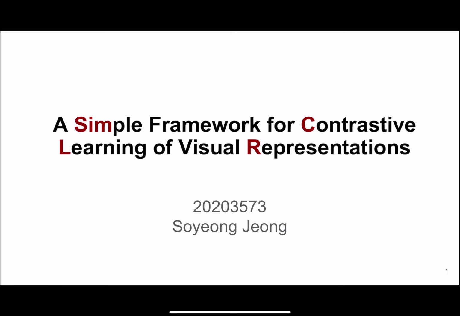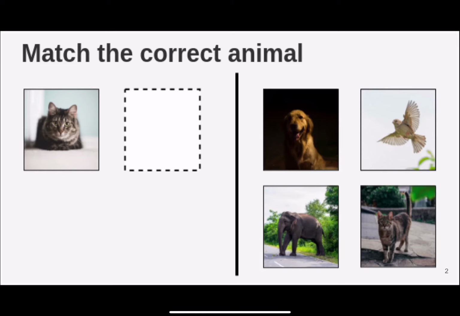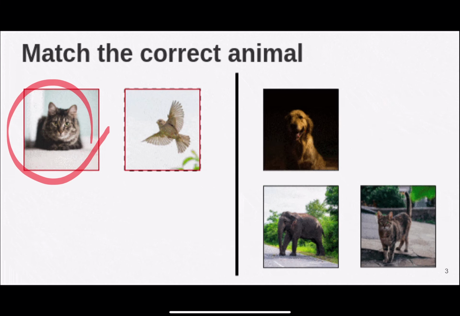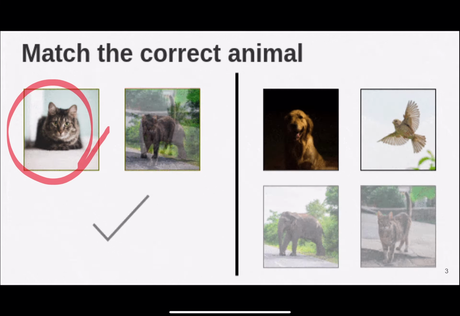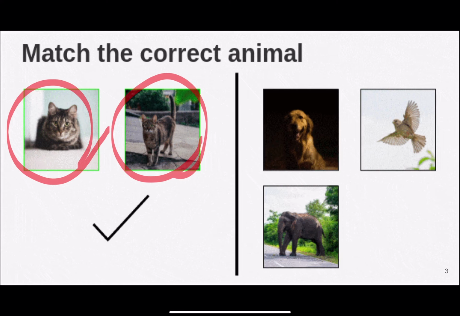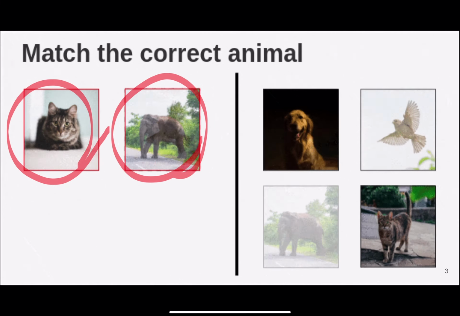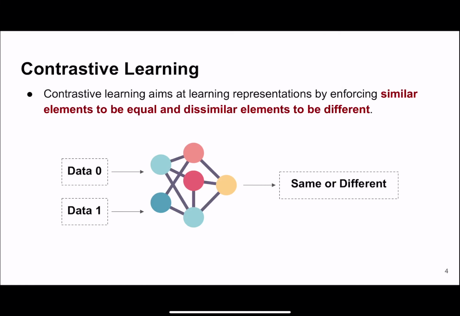Imagine solving such a puzzle to match animals. We'll solve it by detecting the picture of a cat on the left side and then searching for a cat on the right side. Such a puzzle requires recognizing an animal and contrasting it to other animals. Similarly, machines can learn such a skill with a technique called contrastive learning.